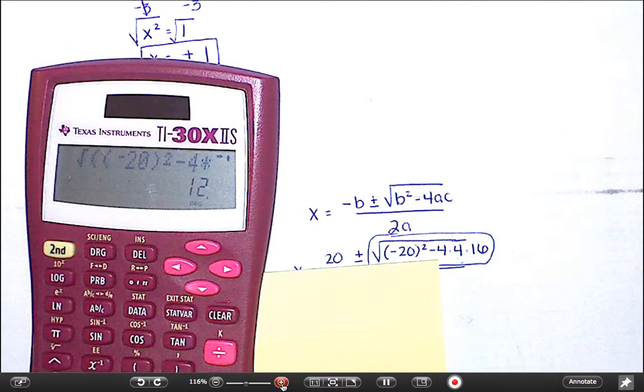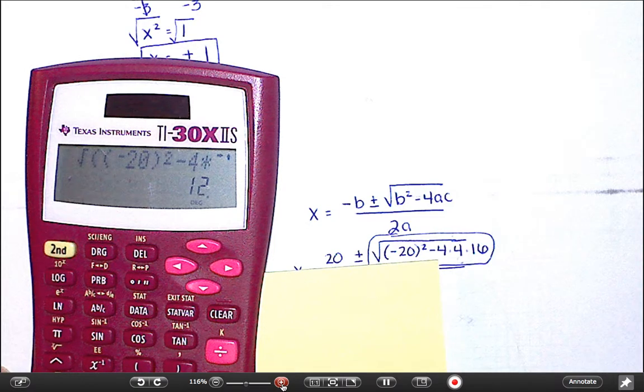I hit enter, and I get 12 as my square root piece. You may want to pause the video right now and try typing this into the calculator yourself, just to make sure on whatever calculator you're using, you know how to type this in. 12 is the correct answer there.